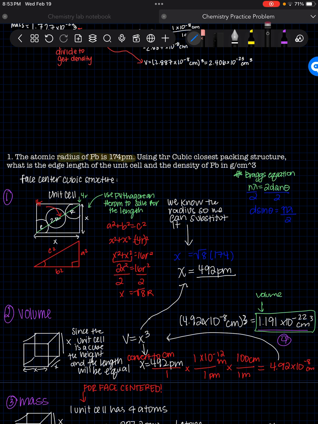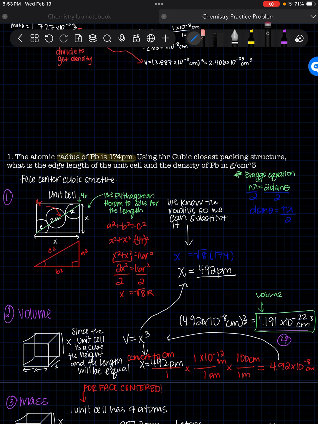I'm going to do the face-centered cubic structure because I feel like that's the one I'm strongest in, and then I'll teach you how to manipulate the equation to fit the other structures. Okay, so the question I have here is: the atomic radius of Pb is 174 picometers using the cubic closest packing structure, and what is the edge length of the unit cell and the density of Pb in grams per centimeter cubed?